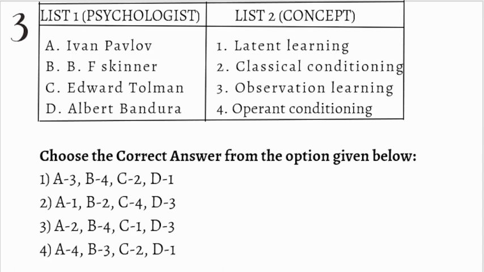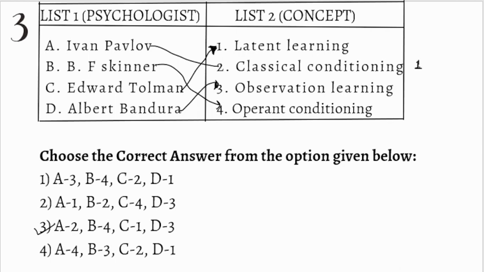Glad to see all of you being active in the class. Yes, the answer is going to be 3. Let us see how. Ivan Pavlov gave the concept of classical conditioning. B.F. Skinner talked about operant conditioning. Edward Tolman talked about latent learning. He did research on rats in the maze, and he saw that learning is happening, but it will only be shown whenever there is a motive behind it. Then Albert Bandura did a study on observational learning.